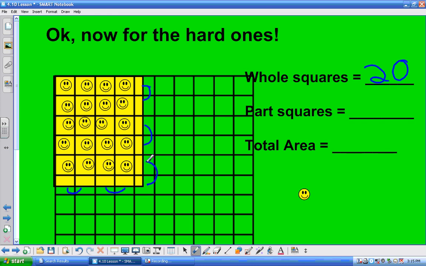Alright, so now count your parts. How many do you have? Okay, put it up there. And what is 20 plus 5? 25, and what is our units? Square, and it is centimeters.